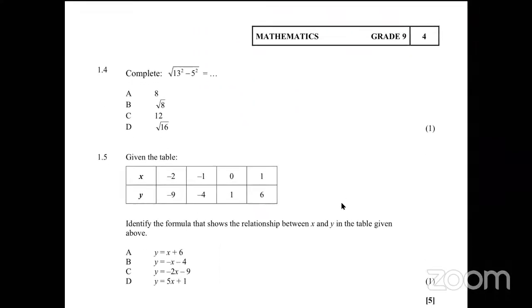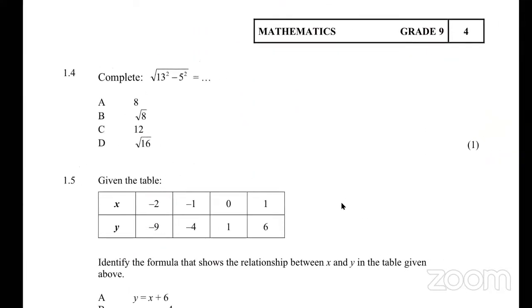Okay, let's move on. 1.4, complete the square root of 13 squared minus 5 squared. Okay, so this is simple. We can simplify this. 13 squared is 169, minus 5 squared, which is 25. When we say 169 minus 25, we get the square root of 144. The square root of 144 is 12.